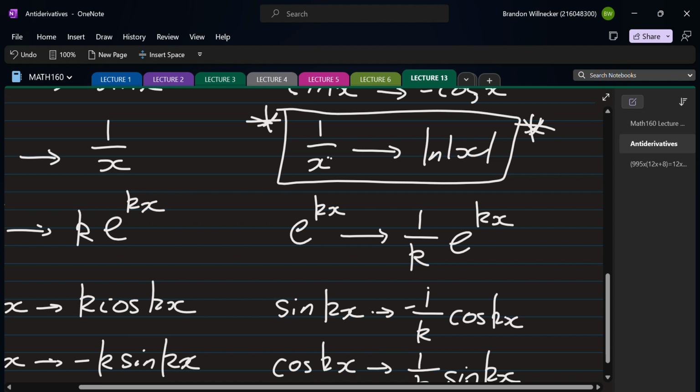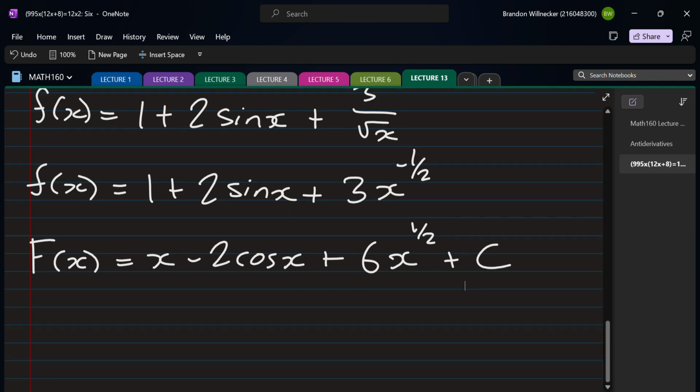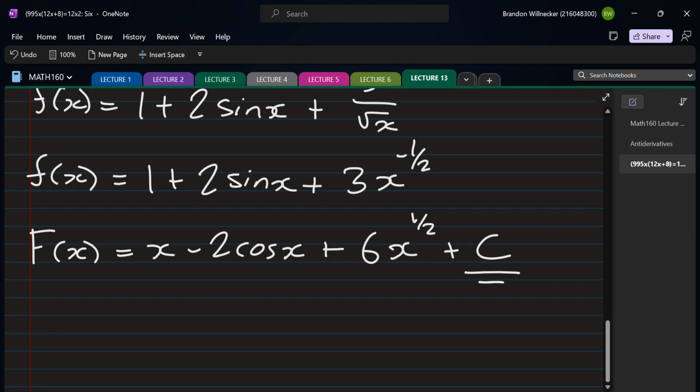Okay, yeah, good question. I do see that quite a lot. Students try use the first rule, even though it's x to the -1. Okay, please don't do that. Okay, and again, always put your plus c.